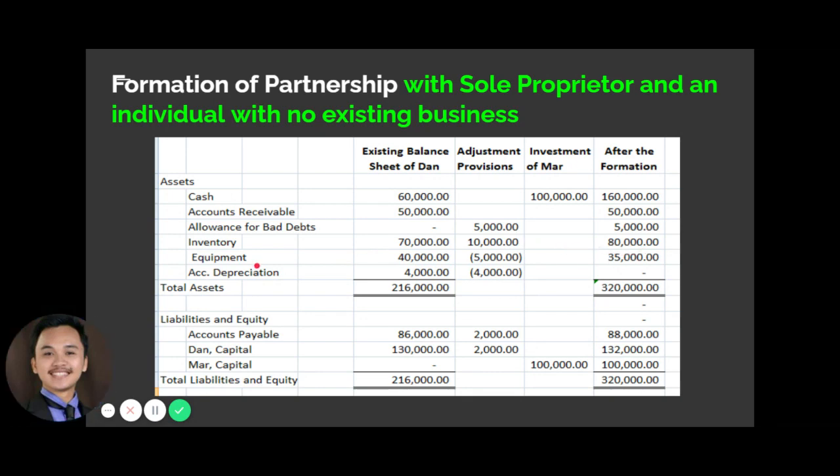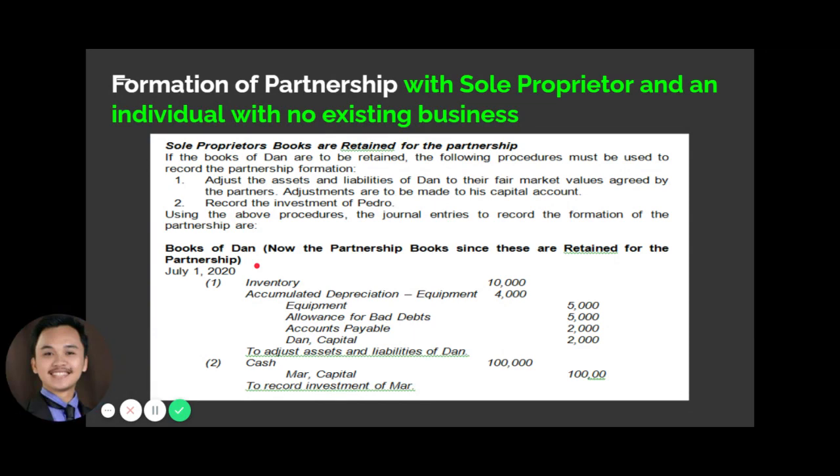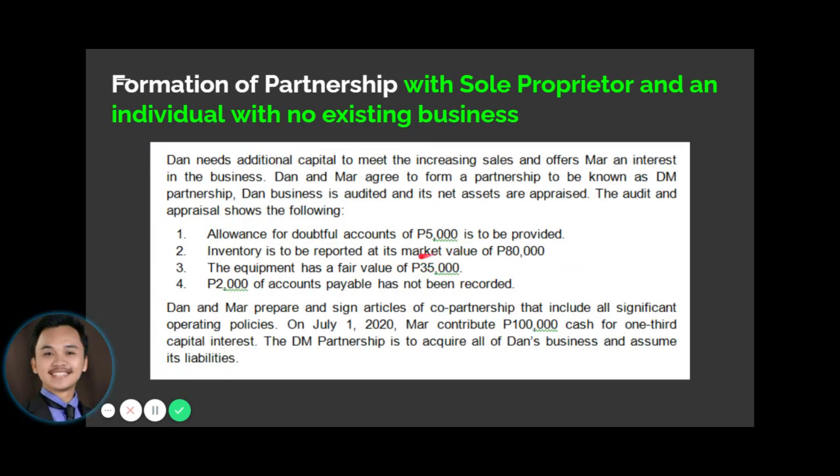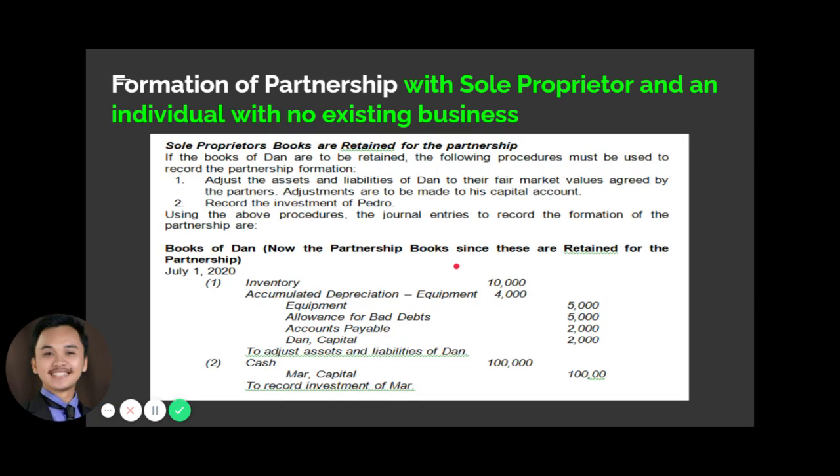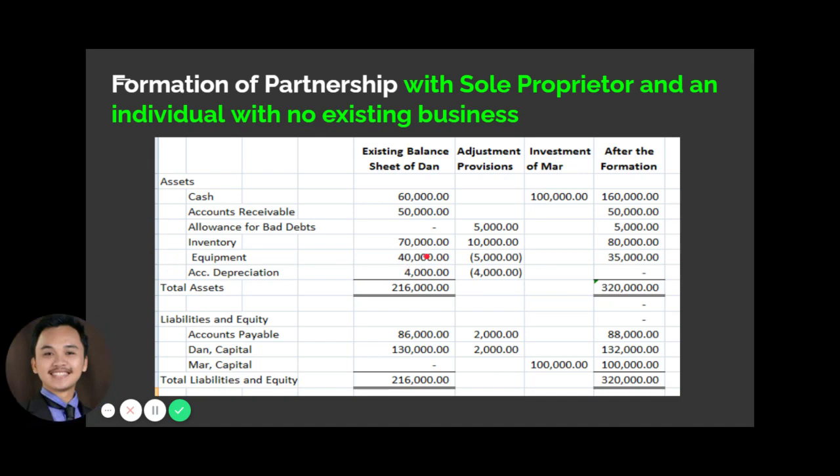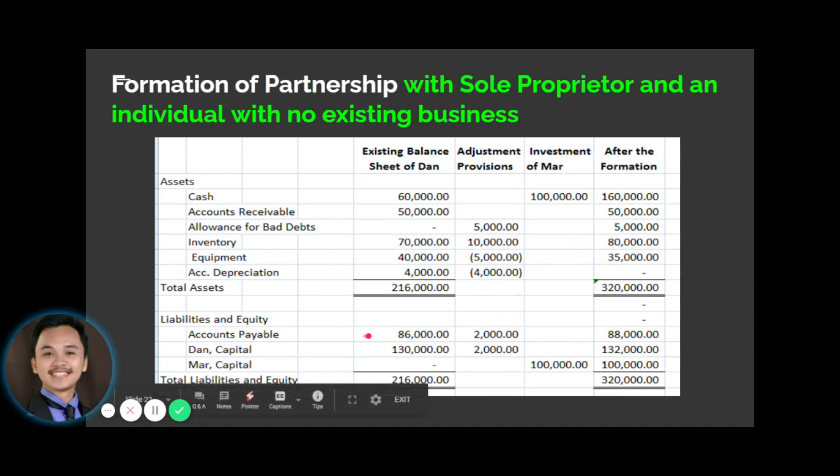And then, our equipment will now be recorded at 35,000. So therefore, from 40,000 equipment, it becomes 35,000. And then, this 4,000 will be closed. The accumulated depreciation on the equipment is closed as if the business is starting anew. So the new carrying amount or new fair value of that equipment is 35,000. So another is the accounts payable that was understated by 2,000.